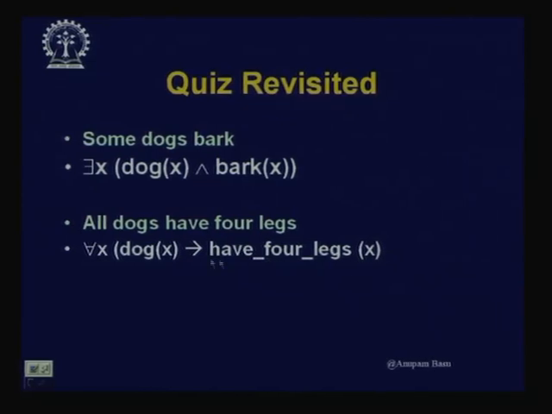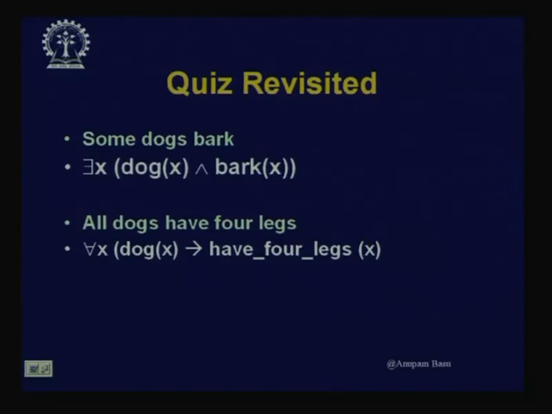I am sorry, here I should have put another parenthesis. Please, here there should be another bracket, because the scope of this for all x is over this entire sentence. So, there should be a corresponding matching parenthesis with this parenthesis, all right. So, I missed that. You may correct it in your notes. So, for all x, dog x implies have 4 legs x.